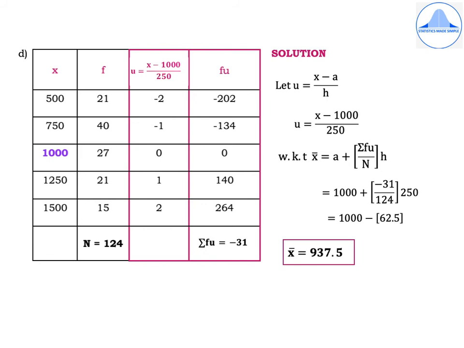Using the formula of the arithmetic mean for discrete data for step deviation method as x bar equal to a plus summation fu by capital N into h, and substituting the values, we get equal to 1000 plus minus 31 divided by 124 into 250, which is equal to 1000 minus 62.5. Keep in mind, we are always taking two places after the decimal after rounding off. So you get x bar as 937.5.